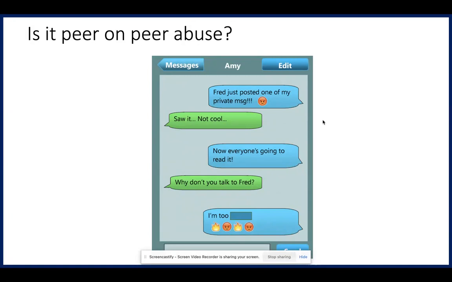In this example, we've got messages here from Amy, and she's upset that Fred has posted one of her private messages publicly. It seems that Amy and Fred are friends, but you can see here that Amy is not going to speak up and let Fred know that he has done something that has made her feel embarrassed and uncomfortable. If this continued though, and Fred continued to post things unpleasantly and share Amy's messages, it would be harassment and would therefore be peer-on-peer abuse.